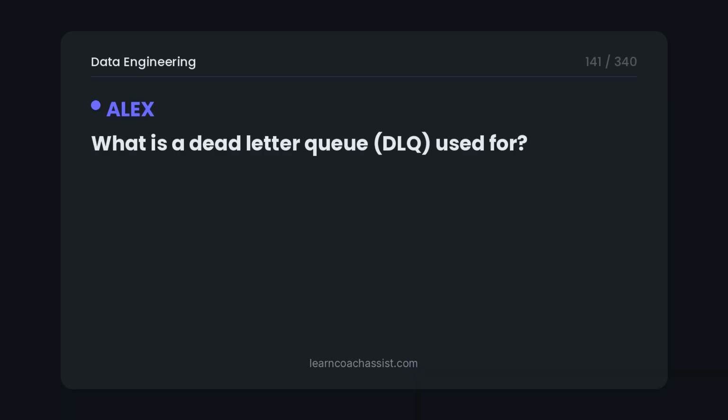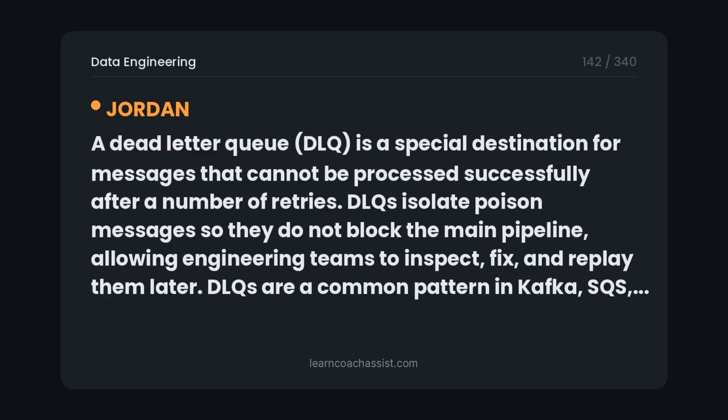What is a dead letter queue, DLQ, used for? A dead letter queue, DLQ, is a special destination for messages that cannot be processed successfully after a number of retries. DLQs isolate poison messages so they do not block the main pipeline, allowing engineering teams to inspect, fix, and replay them later. DLQs are a common pattern in Kafka, SQS, and event-driven systems.